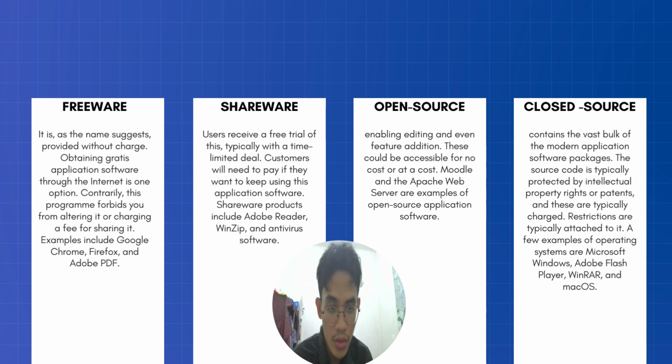And lastly, closed source. It contains the vast bulk of modern application software packages. The source code is typically protected by intellectual property rights or patents, and these are typically charged. Restrictions are typically attached to it. A few examples are Microsoft Windows, Adobe Flash Player, and Mac OS.